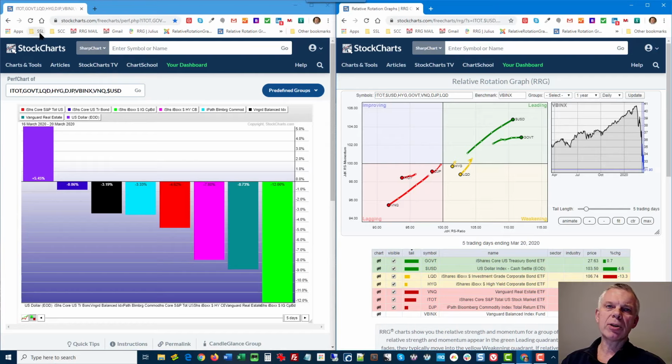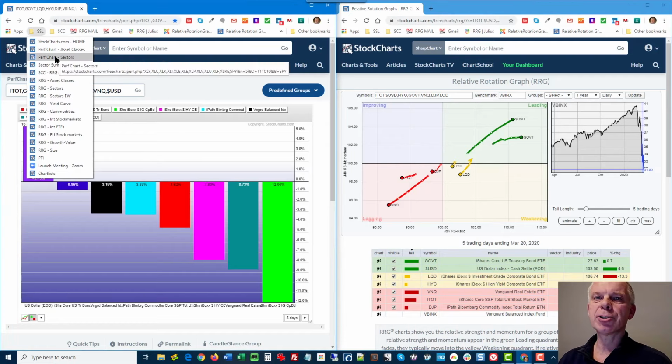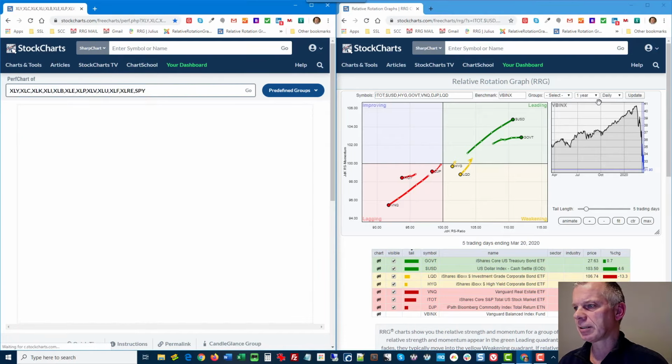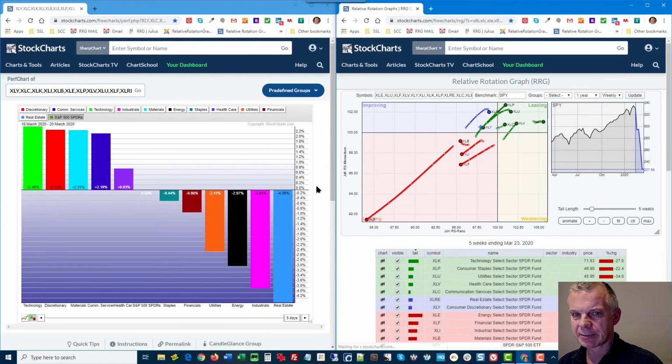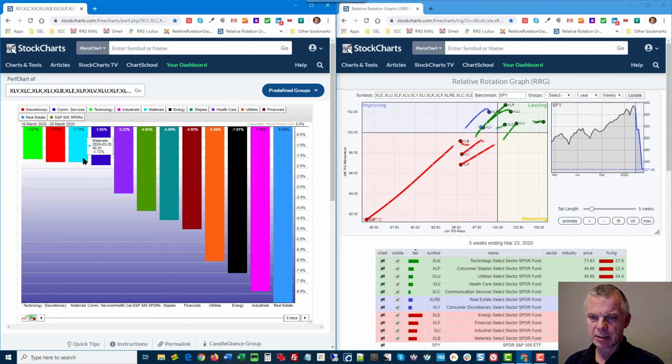If we go to the sector version of the perf chart, we quickly load up the sector ETFs. And we see, this is relative, we do it in price terms, everything was negative. Technology was only down 1.6, but real estate down more than 8%, industrials almost 8%, etc.